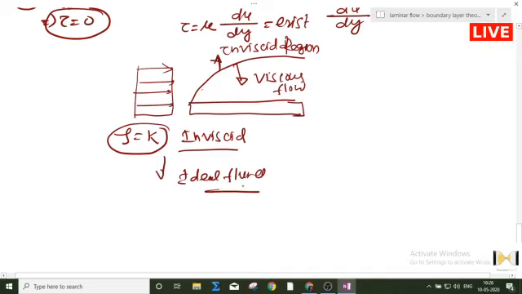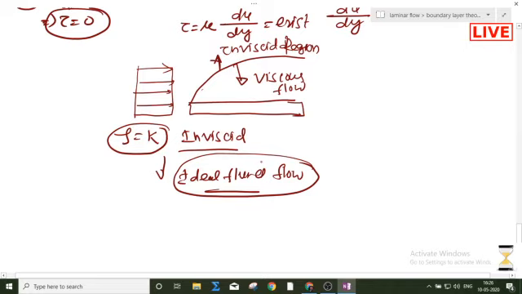That is called ideal fluid flow outside of the boundary layer. Inside this boundary layer, a viscous flow will exist. So the fluid particles will spin around their own axis. Within this boundary layer, the fluid flow will be rotational flow.